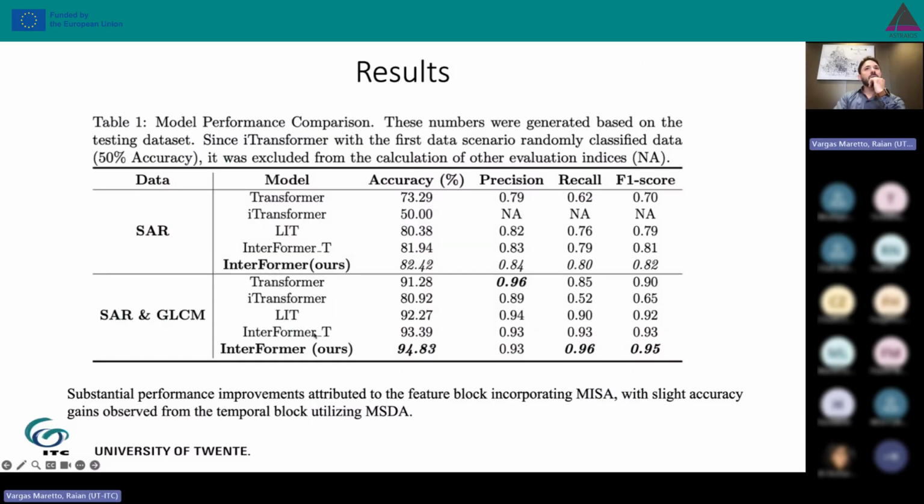Then here is a bit of the results. Here we did experiments for comparing different models and selecting the best model, and our model managed to perform better than all the others in most of the metrics, with substantial improvement in the accuracies.